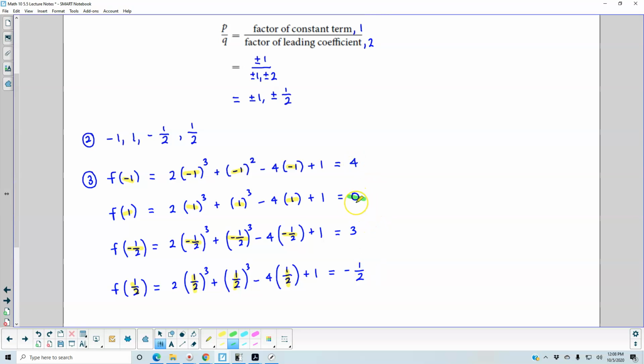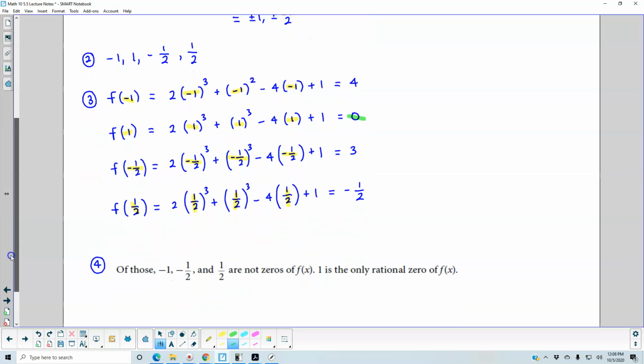So whenever we get 0 using the factor theorem, that tells us that the 1 is a rational zero. So of those, we can see that negative 1, which gives us an output of 4, negative 1/2, which gives us an output of 3, and 1/2 gives us an output of negative 1/2, are not zeros of the function. But we can see that 1 is the only rational zero of the function because we get 0 as a remainder.